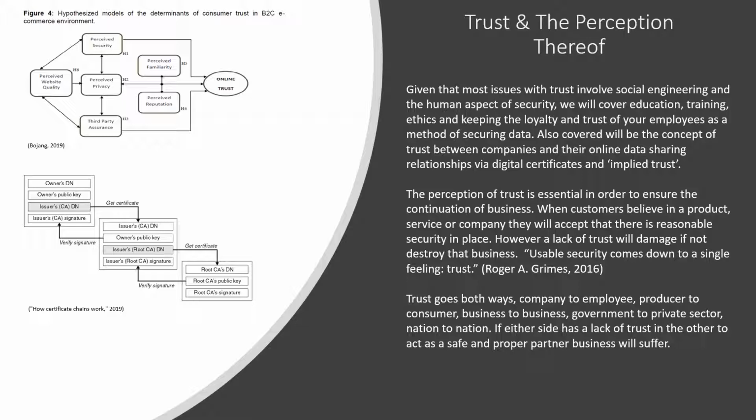Really good quote here. Usable security comes down to a single feeling, and that's trust. Now, trust goes both ways: company to employee, producer to consumer, business to business, government to private sector, and nation to nation. If either side has a lack of trust in the other to act as a safe and proper partner, business will suffer. And that's something that we've seen time and time again.